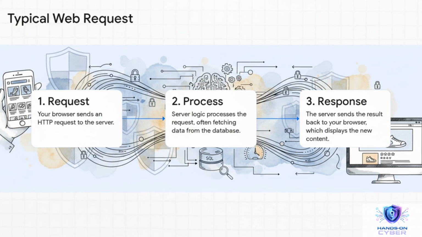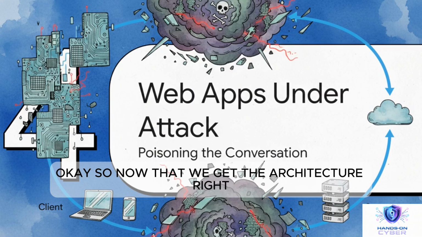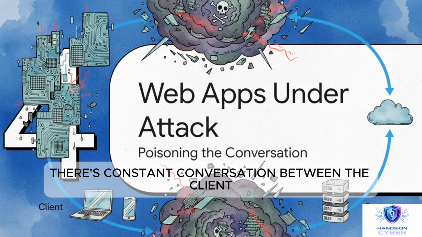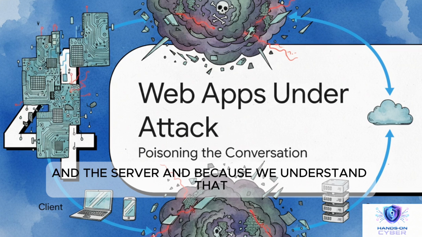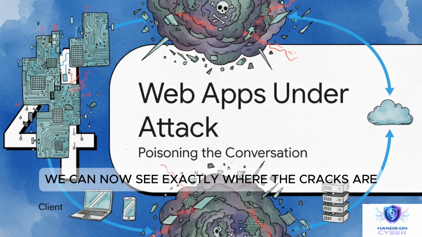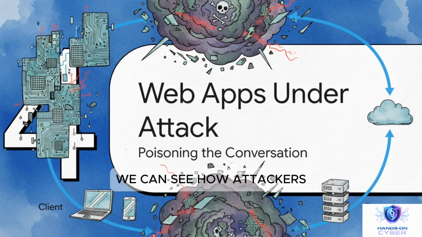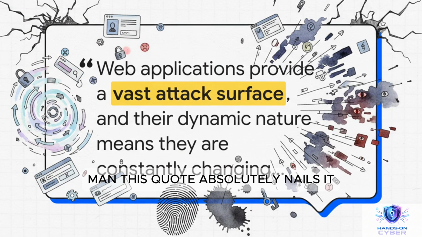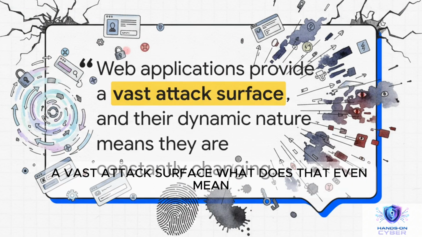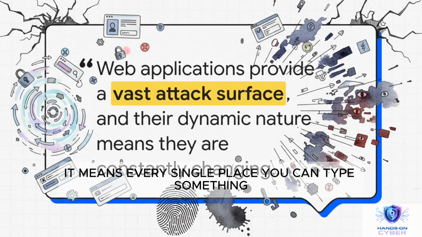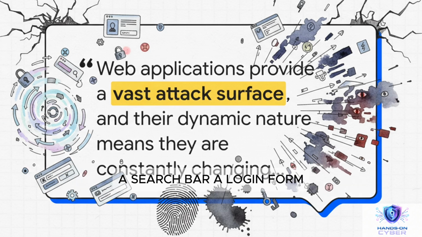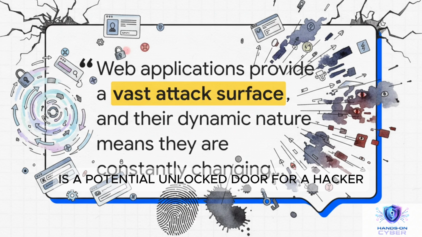It's amazing. Okay, so now that we get the architecture right, this constant conversation between the client and the server, and because we understand that, we can now see exactly where the cracks are. We can see how attackers try to poison that conversation. Man, this quote absolutely nails it. A vast attack surface. What does that even mean? It means every single place you can type something, a search bar, a login form, a file upload button, is a potential unlocked door for a hacker.